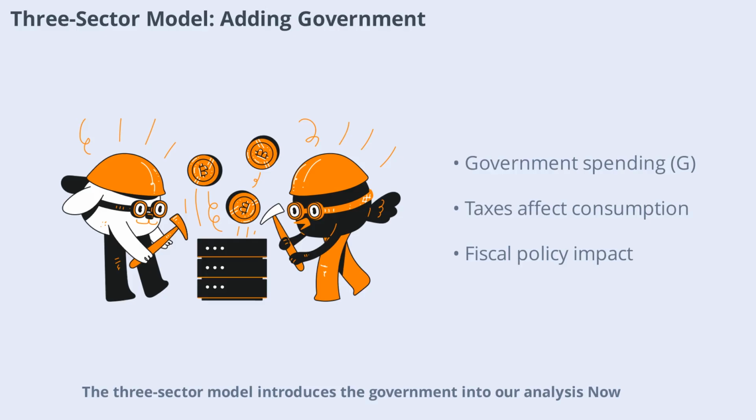The three-sector model introduces the government into our analysis. Now aggregate demand includes government spending and taxes. The model's equation becomes AD equals C plus I plus G. Taxes reduce disposable income, affecting consumption, while government spending directly increases demand. This model helps us understand fiscal policy's impact on the economy, such as how tax cuts or increased public spending can stimulate growth or stabilize output during downturns.